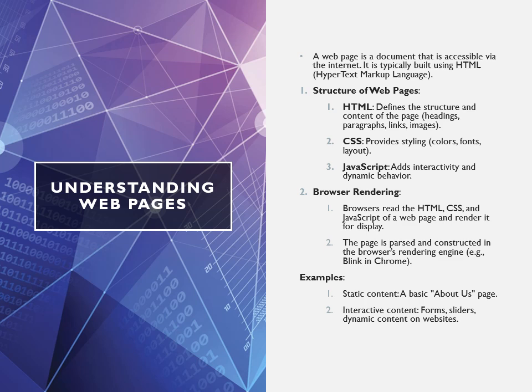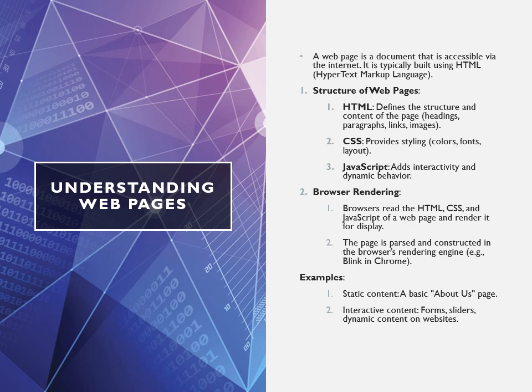So the next thing on the structure of a web page is browser rendering. Browsers read the HTML, CSS, and JavaScript of a web page and render it for display. So rendering is simply the process of getting the contents of the three interacting structures, HTML, CSS, and JavaScript, for display. So this page is parsed and constructed in the browser.